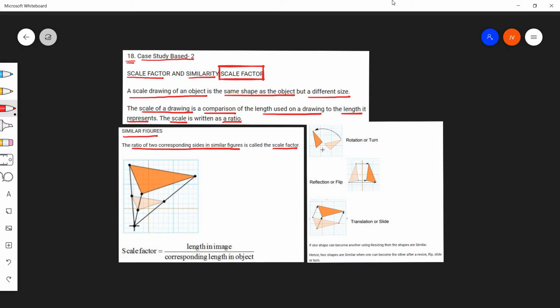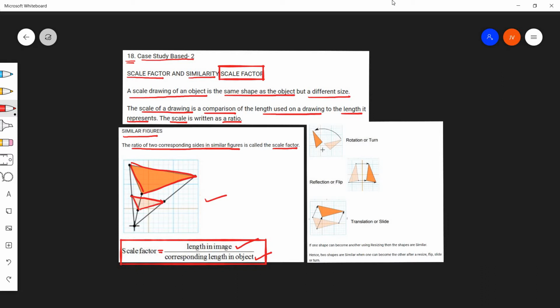And then we are given a zoomed in, zoomed out figure here. That means the sides are in scale factor. The sides are drawn in scale factor for the one that I'm outlining now. And this is how we get similar figures. Then we are given a formula for scale factor. What is scale factor? Scale factor is actually a ratio. Scale factor is equal to length in image divided by corresponding length in the object. That means image length divided by the actual length.